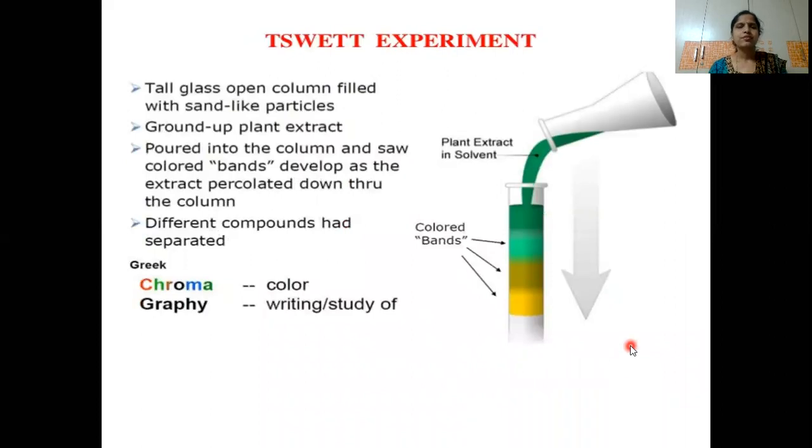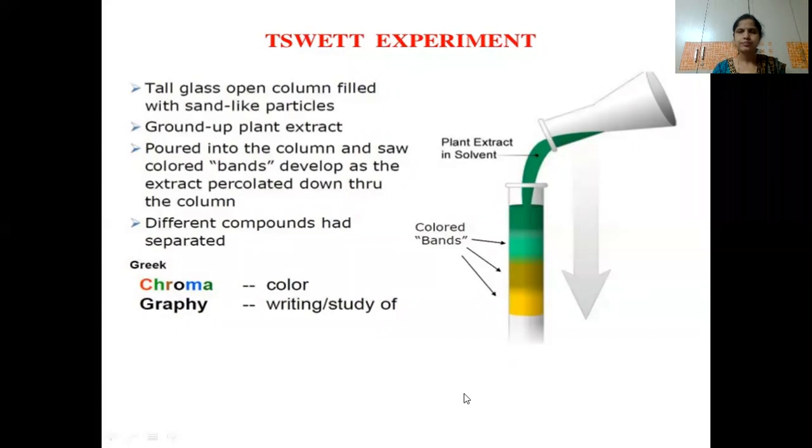Now this chromatography was first invented by the scientist Michael Sweat. What he did was an experiment where he took the plant extract. This is the plant extract which is taken, and he poured this plant extract into a column. This is a column. He poured this into the column where calcium carbonate is filled in it. Here the calcium carbonate acts as the adsorbent.